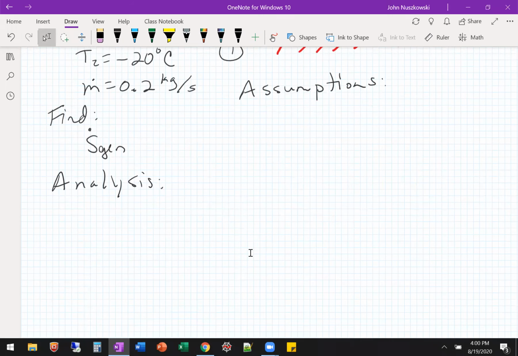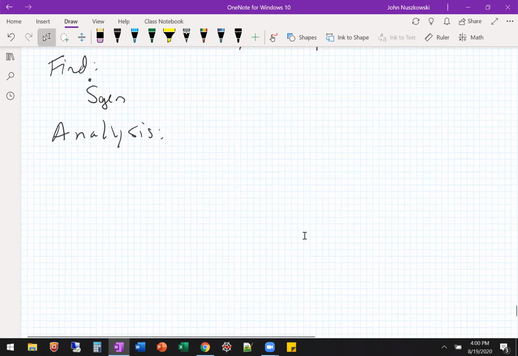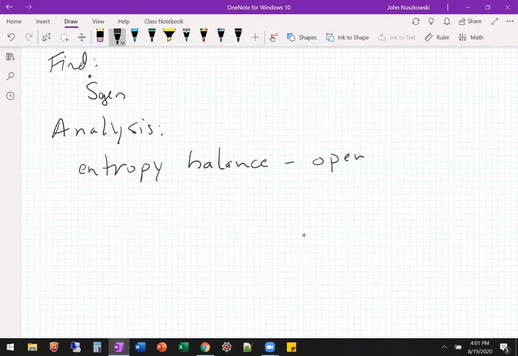All right, so where do we start? Entropy balance, open system, yes. Okay, so we're looking for SGen, right? Rate of entropy, in this case, we have mass crossing our boundary, it's an open system. Entropy generated is always entropy balance, and then we have open system mass is crossing our boundary, and it's rate form. Okay, so entropy balance. Open system.